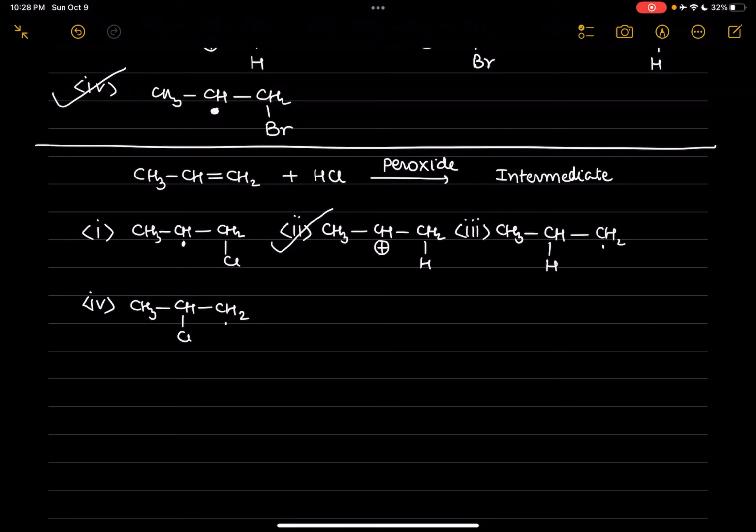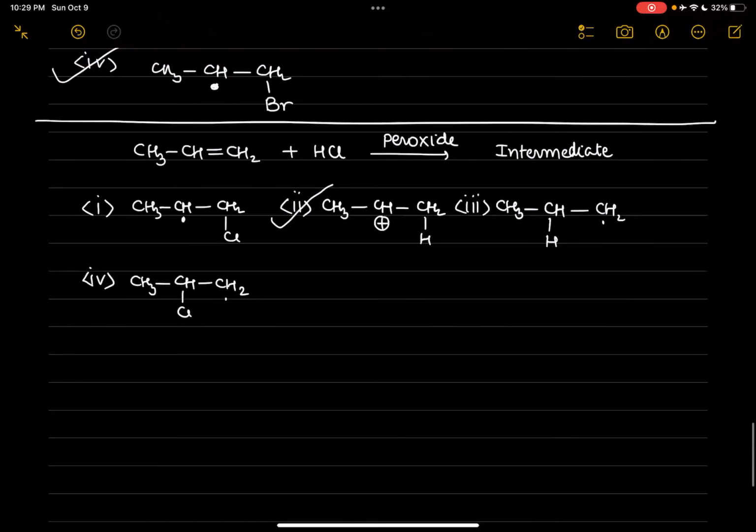For HCl, it adds as H plus and Cl minus. H plus being an electrophile and the double bond being electron rich, H plus is going to come and join to the double bond. That's how it is going to happen. Clear? I hope it is clear.